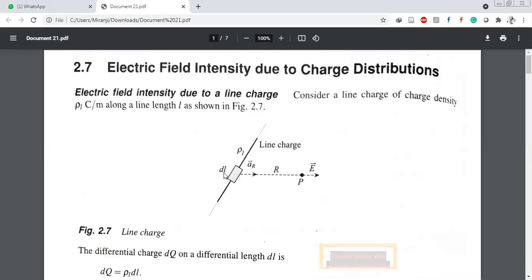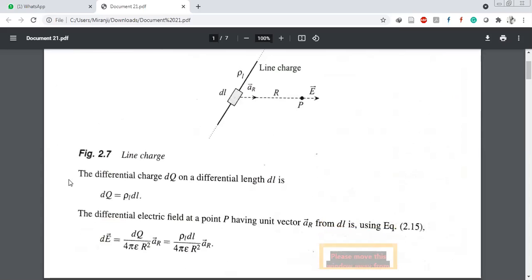What is dl here? Differential length. Rho L is the line charge density. What is R here? R is the distance between the point P and the line charge rho L, the point where the electric field strength is measured. And aR is the unit vector along the direction of point P. The differential charge dq on a differential length dl is defined as dq equal to rho l dl.